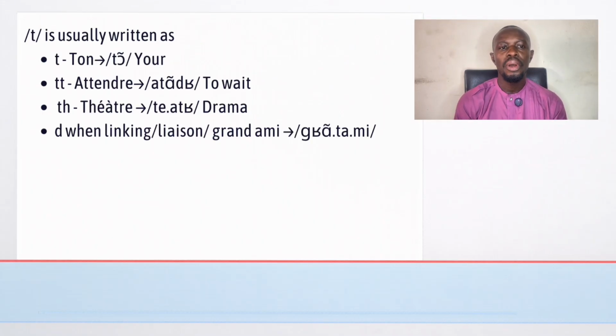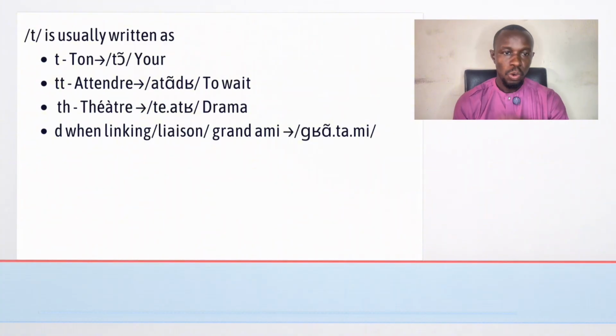The sound T is usually written as follows. Anywhere you see the letter T, it's pronounced as in ton. Anywhere you see double T, it gives us attendre. Then also if you see TH, you pronounce it as T. It gives us théâtre.